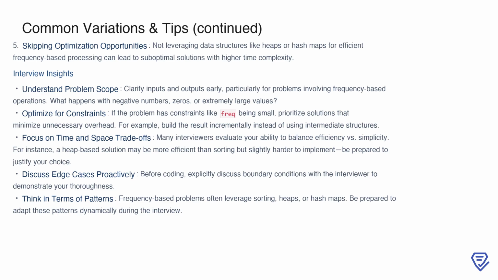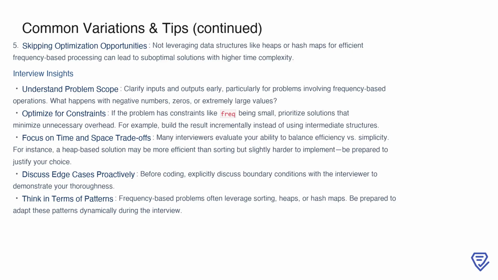One common inefficiency is not leveraging appropriate data structures like heaps or hash maps for frequency-based processing. These can make your solution both faster and more space-efficient compared to naive approaches. During an interview, it's also important to clarify the problem scope early on. Ask questions about edge cases, such as how to handle negative numbers, zeros, or extremely large values. This shows the interviewer that you're thorough in your analysis.